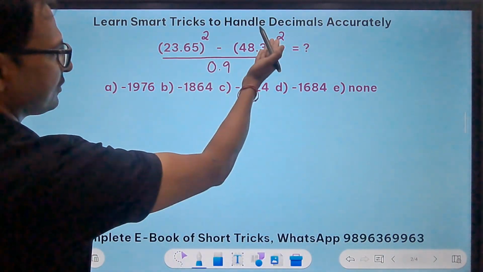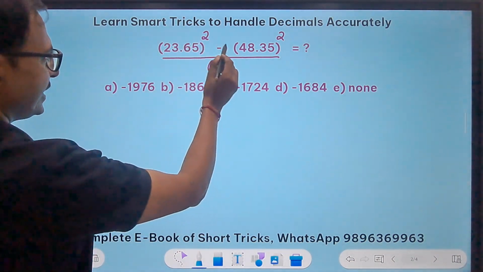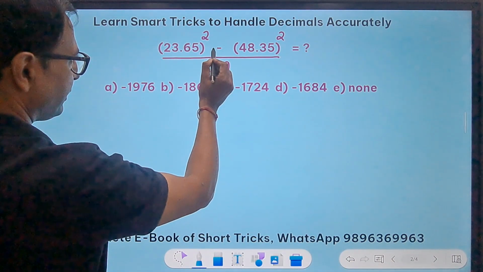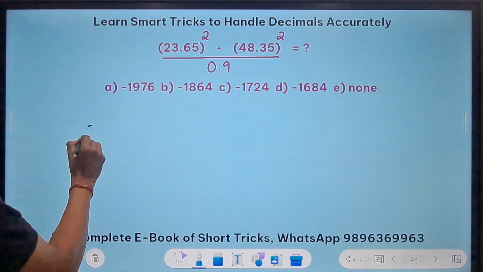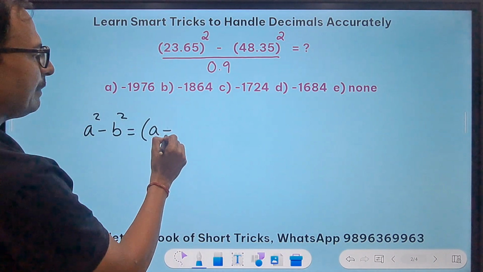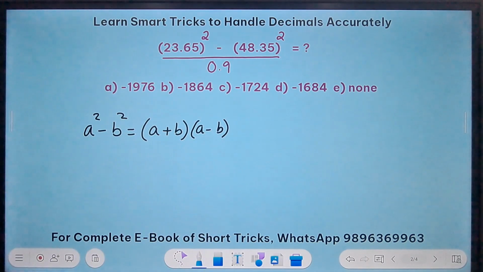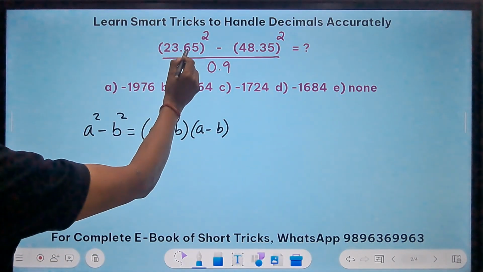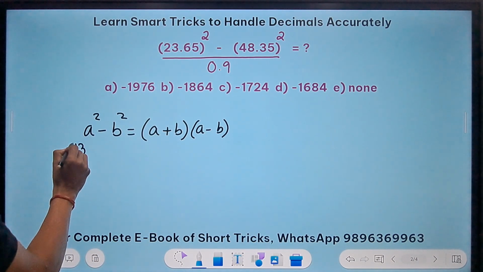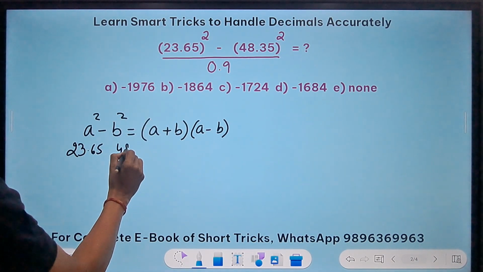Here we have a question of simplification. So you can see two squares in the numerator separated by a minus sign. So you should know that a square minus b square is actually a plus b times a minus b. So this is what I am going to do now. In place of a I have 23.65 and in place of b I have 48.35.